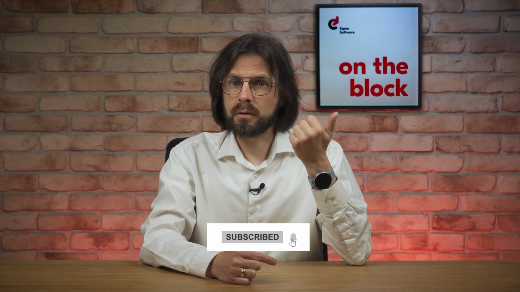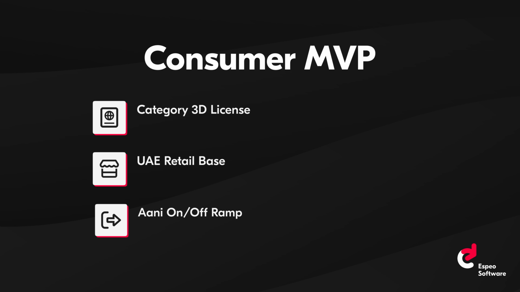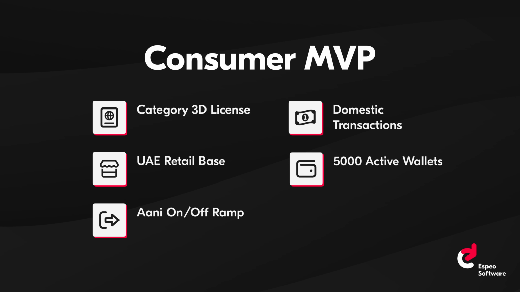To move into phase 2, invite the regulator to watch our live logs. Once they sign off, we can build a consumer MVP. We upgrade to a full category 3D license, open the wallet to the entire UAE retail base, and bolt the anchor on-ramp and off-ramp to the app. We'll focus on domestic transactions first to avoid dealing with currency exchanges and sanctions lists. We are aiming for 5,000 active wallets and an NPS north of 65.